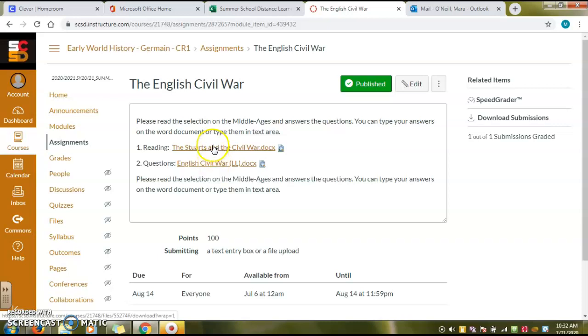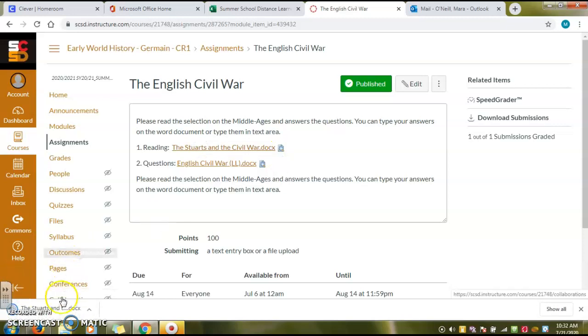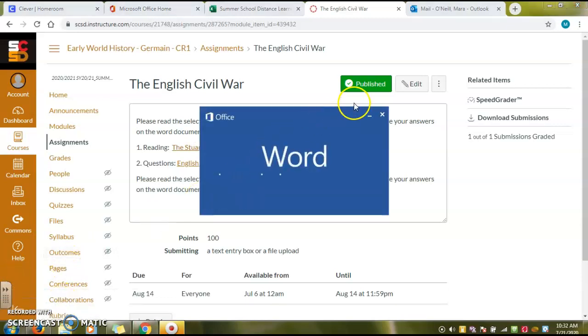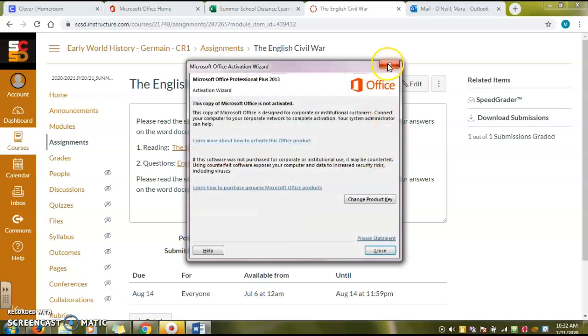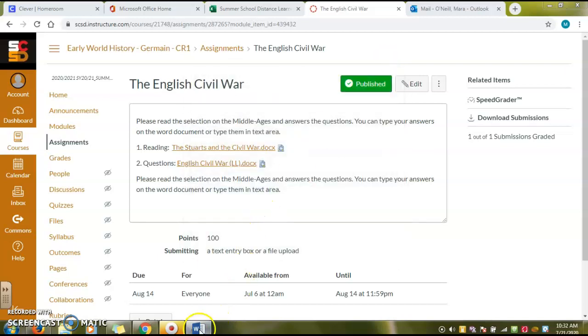Make sure that you are clicking on the reading and the question so that you can have the reading to answer the question. You should be pulling from the document. The reading is going to pop up. If you need to, please make sure that you're clicking enabling editing so that way you're able to work in it.